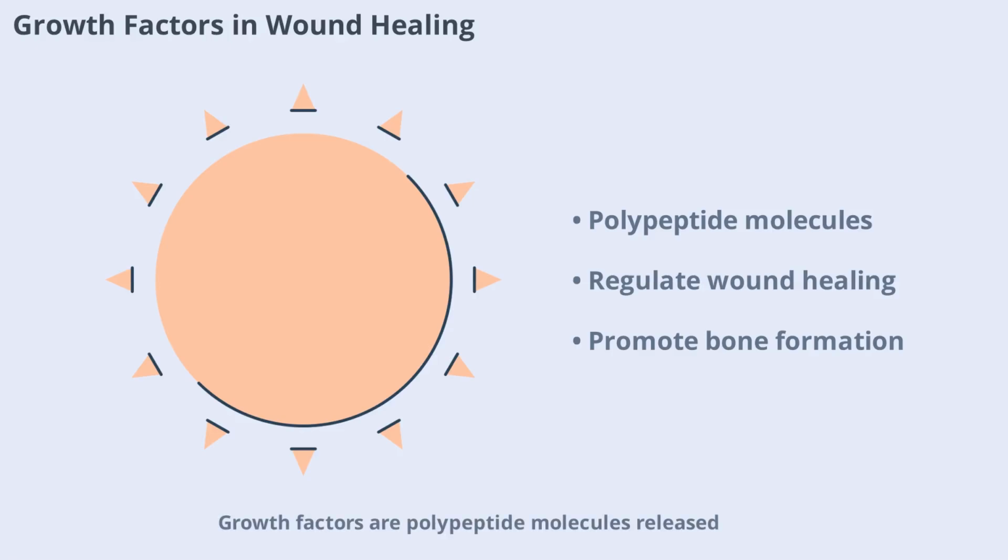Growth factors are polypeptide molecules released by cells in the inflamed area, playing a key role in regulating wound healing events. Secreted by macrophages, endothelial cells, fibroblasts, and platelets. These factors include platelet-derived growth factor, insulin-like growth factor, fibroblast growth factor, and transforming growth factors alpha and beta. They promote fibroblast proliferation and bone formation, supporting periodontal regeneration.